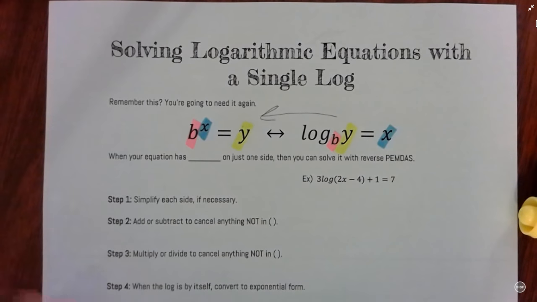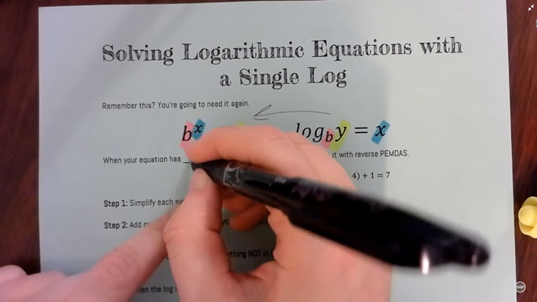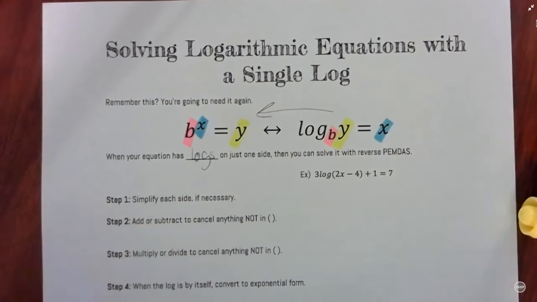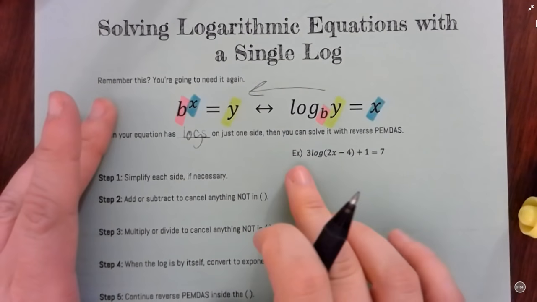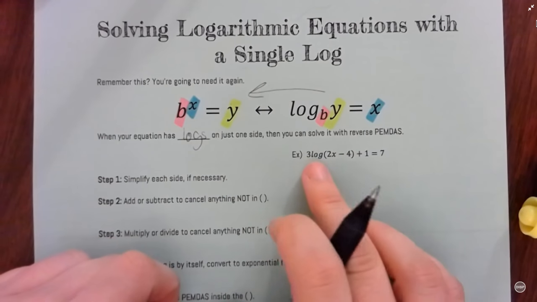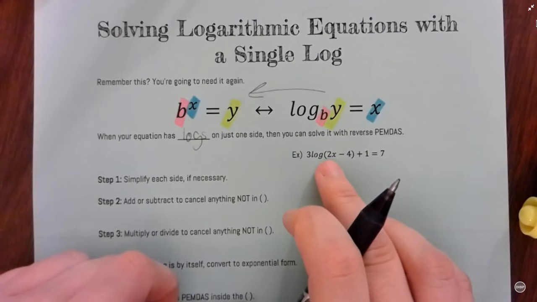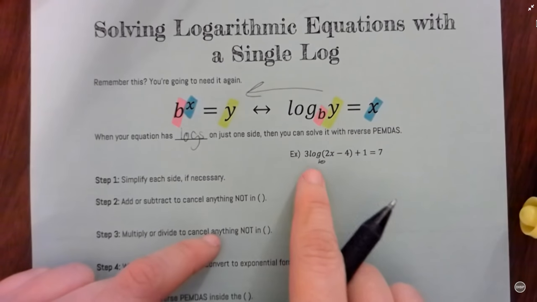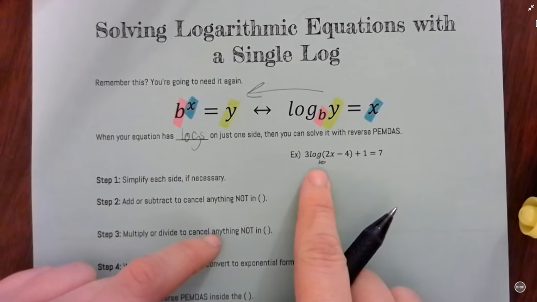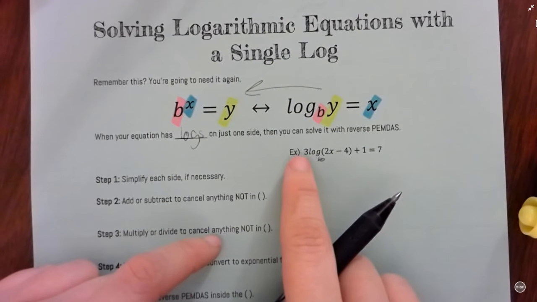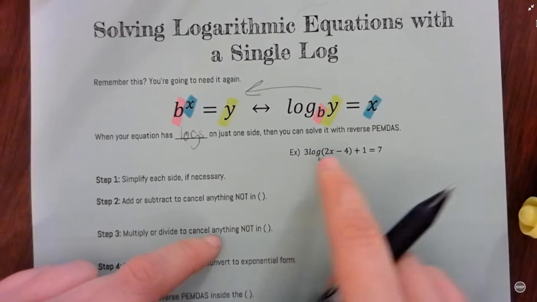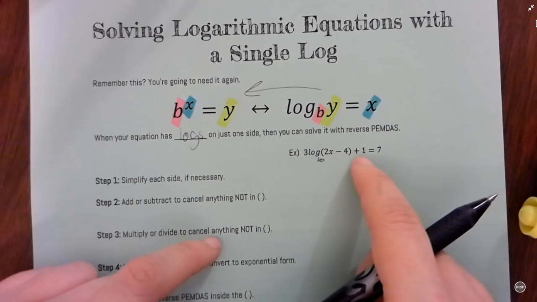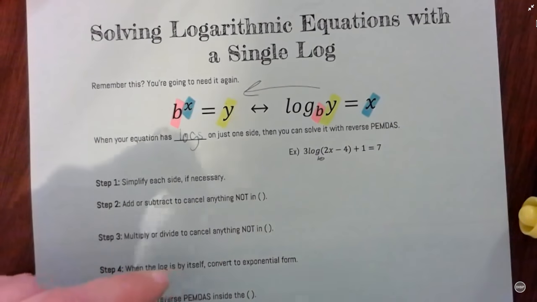For these types of equations, when your equation has logs on just one side, then you just solve it with reverse PEMDAS. So I've got this example here, 3 times the log of base, and don't forget, when there's no base written for your log, it's really base 10. So this is base 10. So 3 times log base 10 of 2x minus 4, plus 1, equals 7.